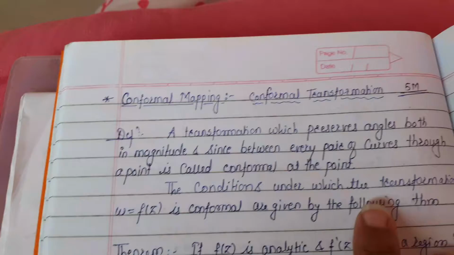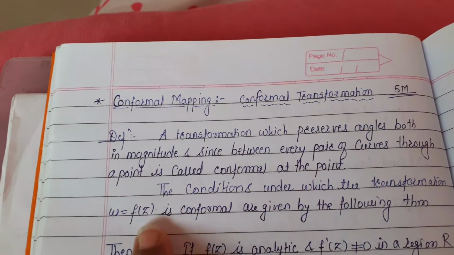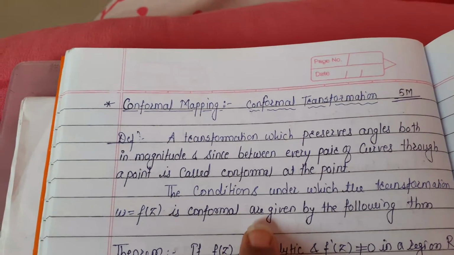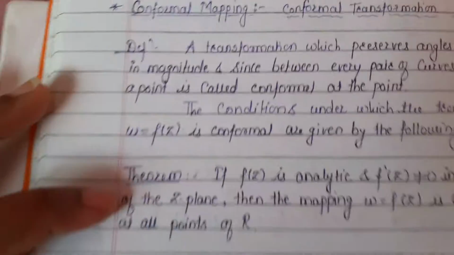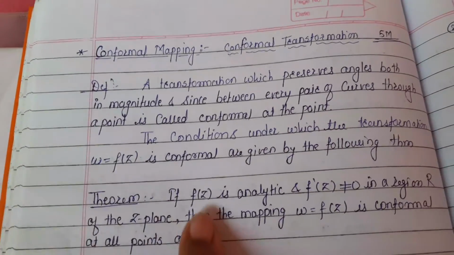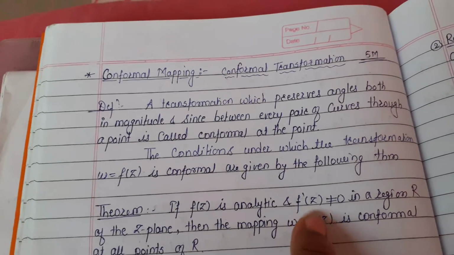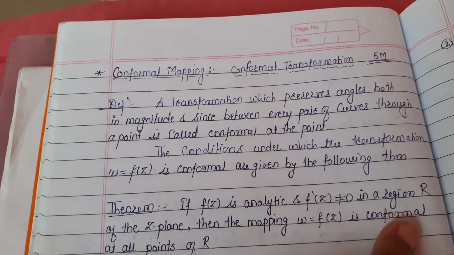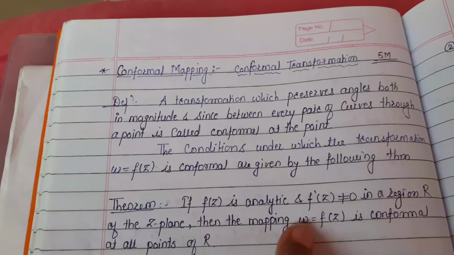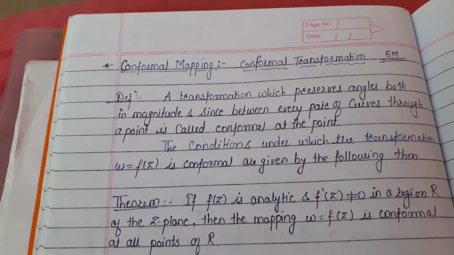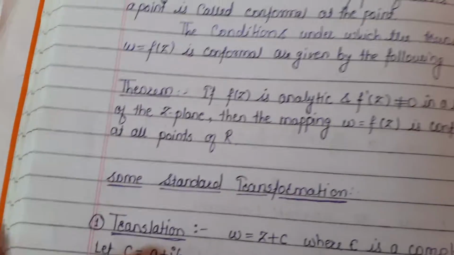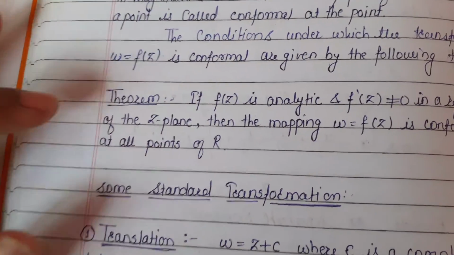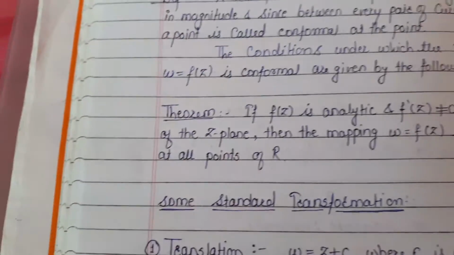The conditions under which the transformation w is equal to f of z is conformal are given in the following theorem. That means we have to see here w is equal to f of z under some conditions. First of all, we see the theorem. The theorem is: if f of z is an analytic function and f dash z is not equal to 0 in the given region of the z plane, then the mapping w is equal to f of z is called conformal mapping at all the points in the region. According to this theorem, some standard transformations are given here.